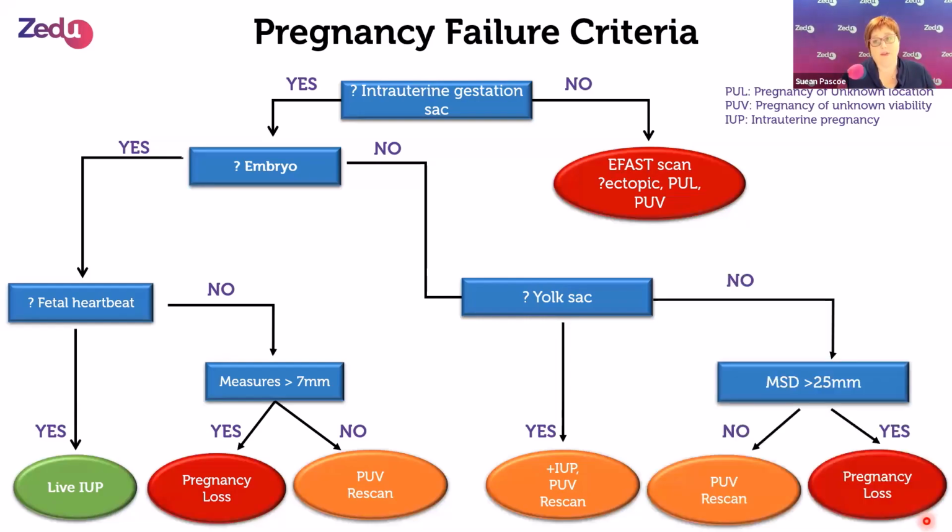If I don't see a yolk sac, then my question is, how big is the mean sac diameter? Now, if the mean sac diameter is more than 25 millimeters, I can conclude that there is a failed pregnancy, or this is a pregnancy loss. But if it's less than that threshold value of 25 millimeters, then we're looking at a pregnancy of unknown viability. And depending on how big that sac is, we might rescan in a week or 2 weeks.